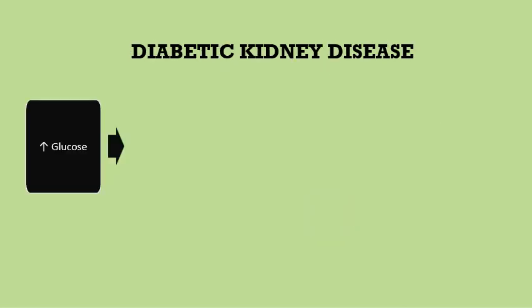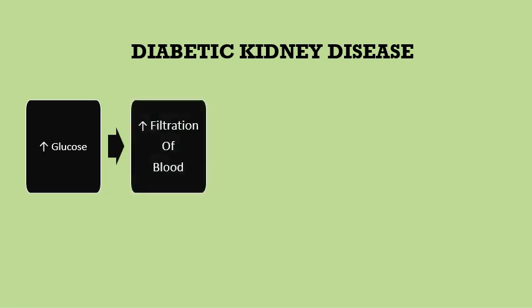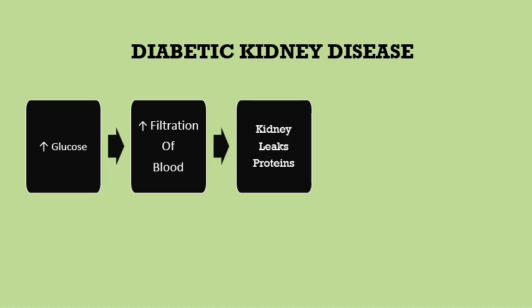So here's a diagram that shows the damage from diabetes to the kidney. This damage occurs over time. High glucose readings that are not controlled lead to increased filtration in the kidney. This increases the pressure in the kidney, and that leads to leakage of protein or albumin with time. Ultimately, though, kidney function would start to suffer.